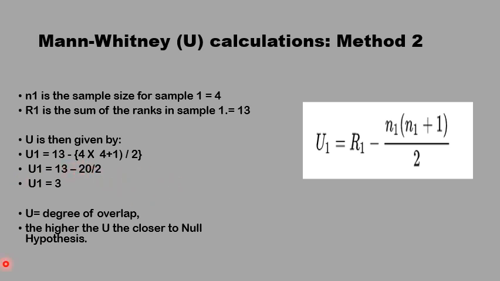The U actually signifies the degree of overlap between the two groups. The higher the U value, the closer the results are to the null hypothesis. You would expect the null hypothesis to be true, that is to say no difference between the two groups, if the U approached, in this example, a score of 10, because this is what we expect if there is no difference at all. But with a score of 3 you would expect some difference, but that was not statistically significant.